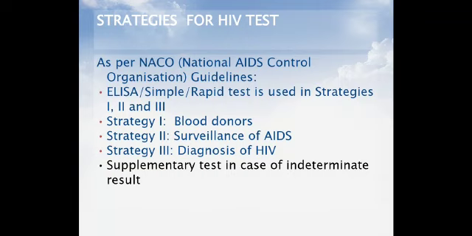If the patient is positive by the first and second test and is negative in the third test, he is called an indeterminate test and a repeat testing has to be done. If the patient is positive by the first test kit and negative by the second test kit, then also we do a third test kit, and if he is positive by third test kit, he is called indeterminate, and if it is negative by third test kit, then he is called negative. This is how the strategy is followed by NACO guidelines.